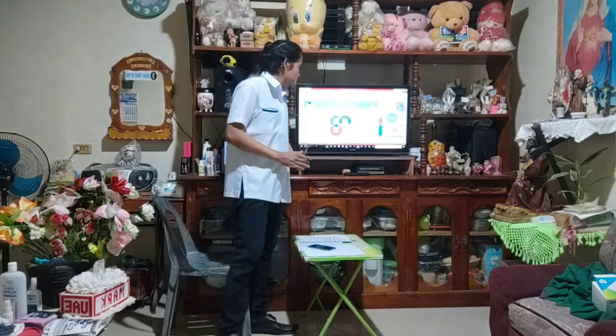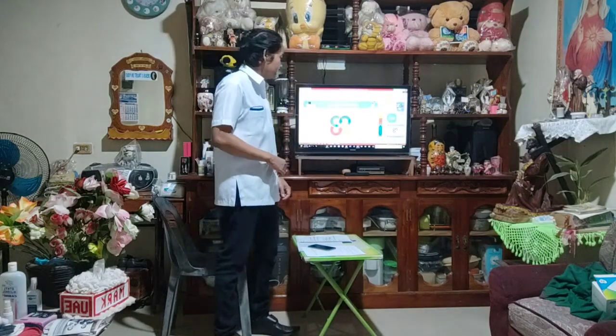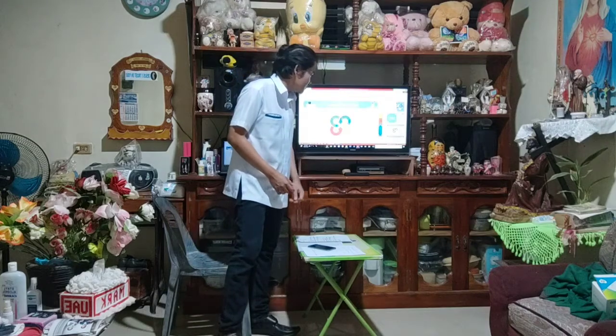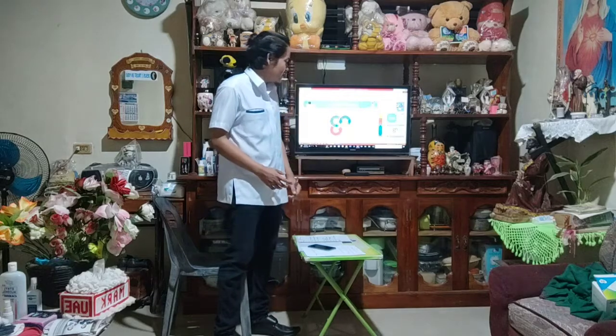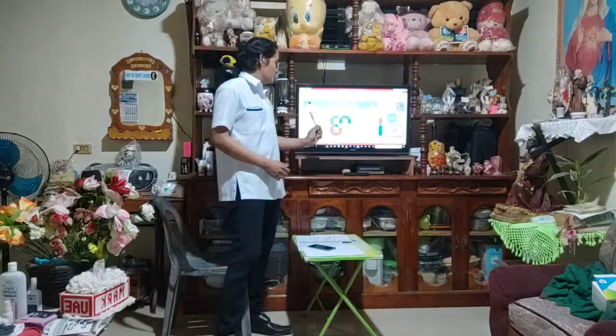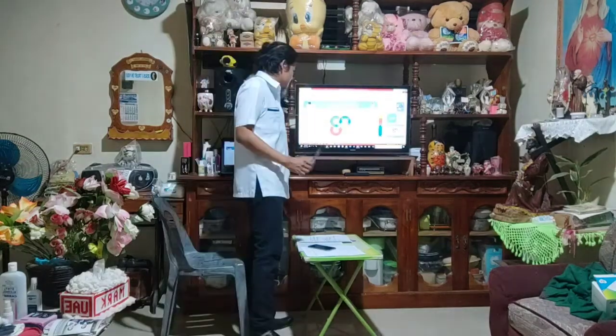So, what is an arithmetic sequence? An arithmetic sequence is a sequence of numbers in which the difference between successive terms is constant, meaning a constant can be added to each term to get the next term. This is the common difference, the difference between the terms.